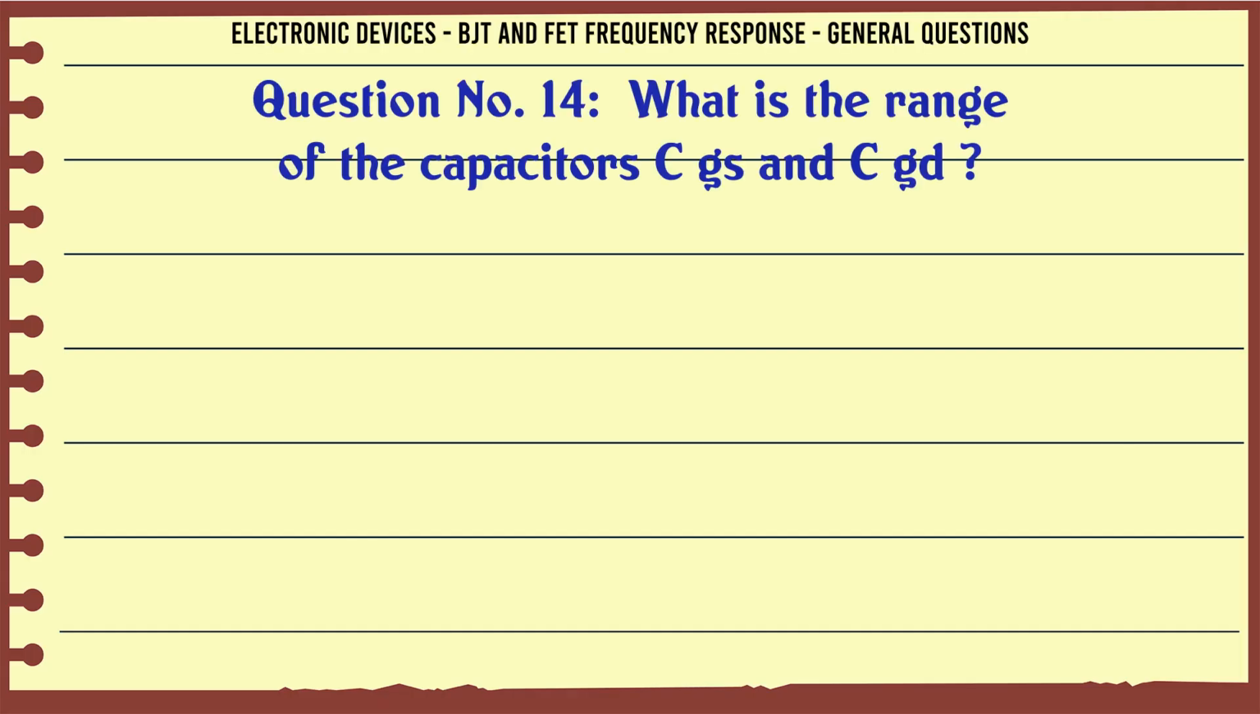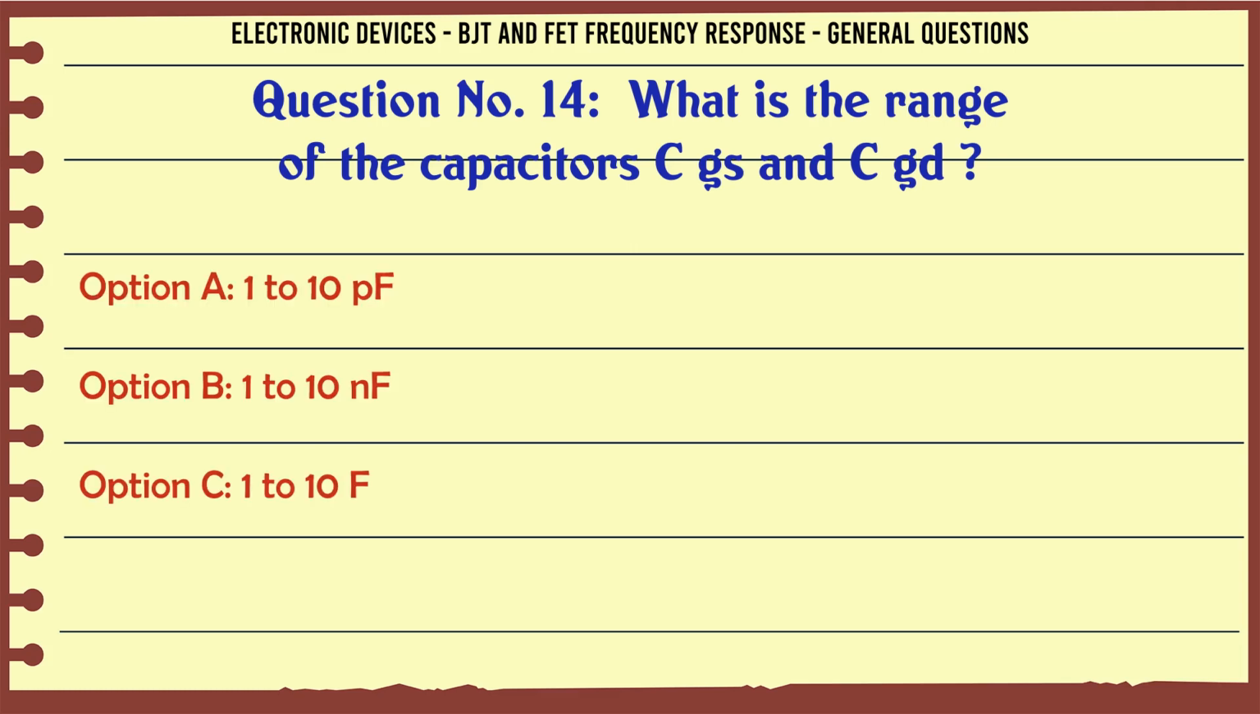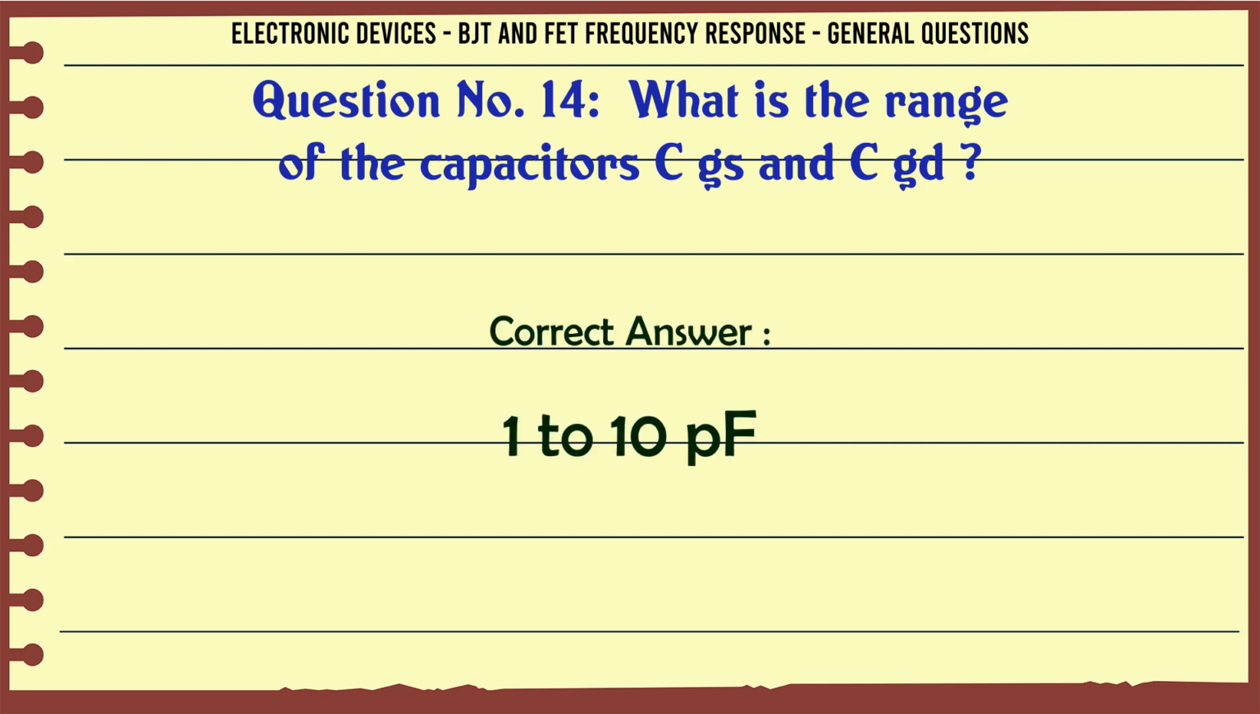What is the range of the capacitors CGS and CGD? A. 1 to 10 pF, B. 1 to 10 nF, C. 1 to 10 fF, D. 1 to 10 fF. The correct answer is 1 to 10 pF.